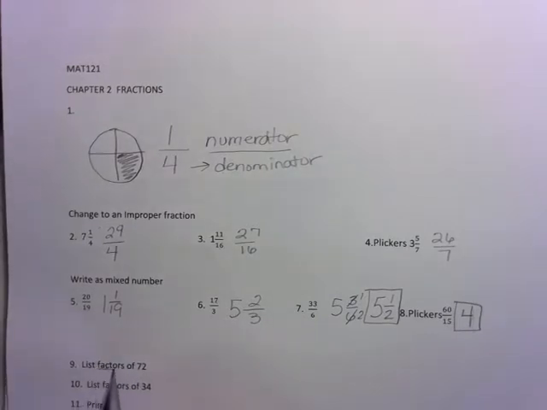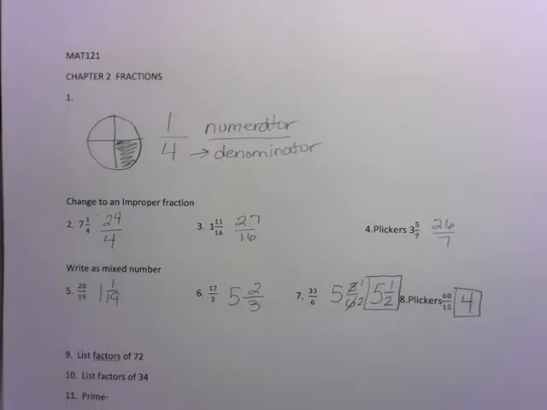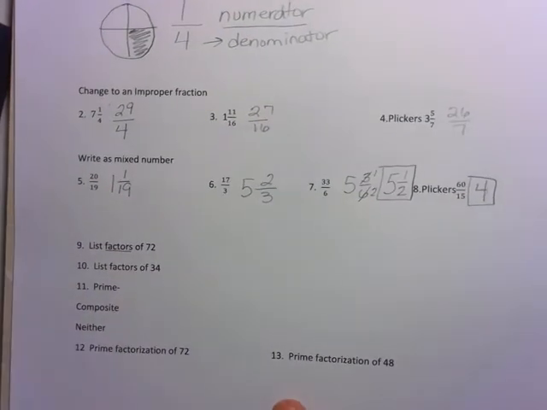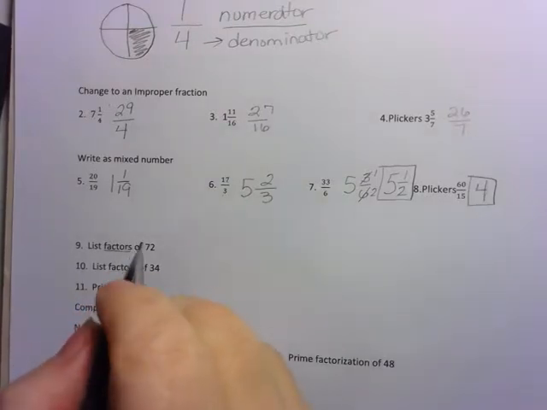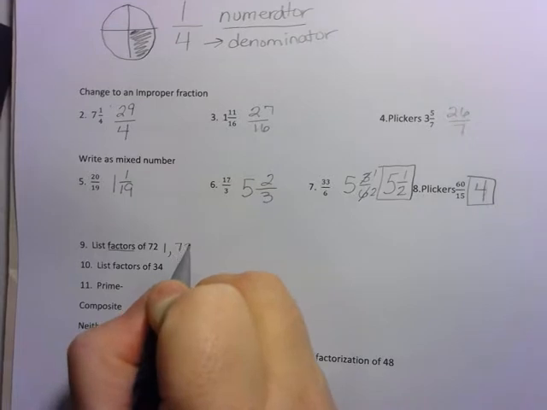Factors. List the factors of 72. So what a factor is, it's asking you what numbers can be multiplied to give you 72. I'm going to start at 1. 1 and 72 make 72.